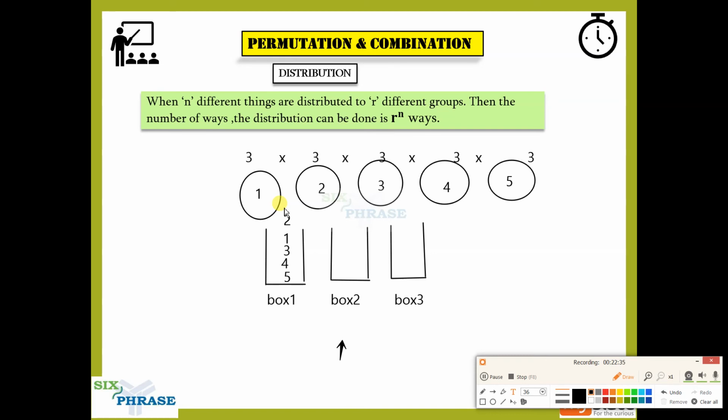You know very well, whenever I use this "and", we can replace it with multiplication. So what do we have here? 3 power 5. So that is why they have this formula r power n. Here what is n, what is r? Here n is the thing that you are distributing, that will be 5. R is the thing where you are distributing, so we are distributing in 3 places, right? So it is 3. So the formula is r power n.